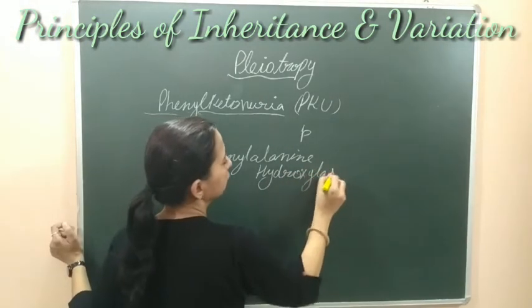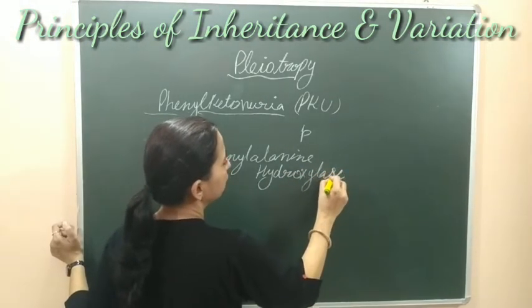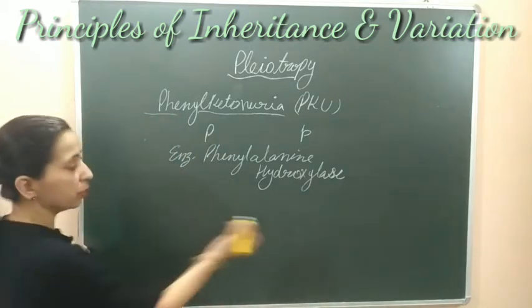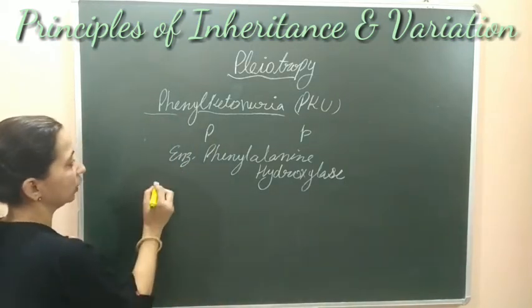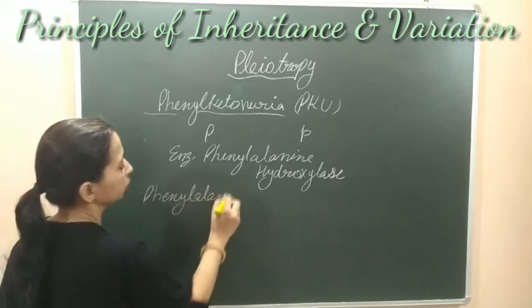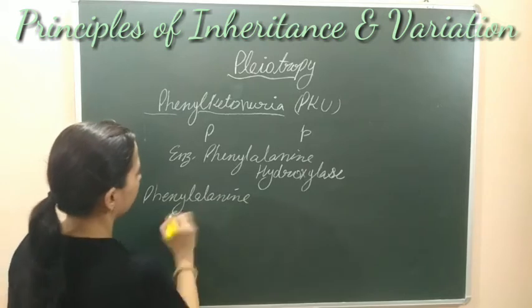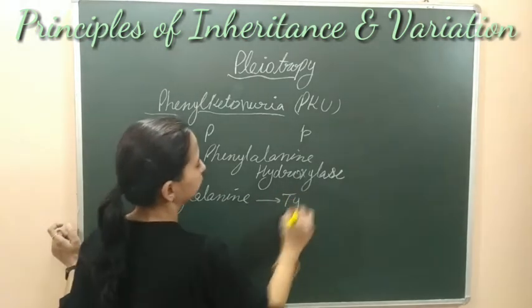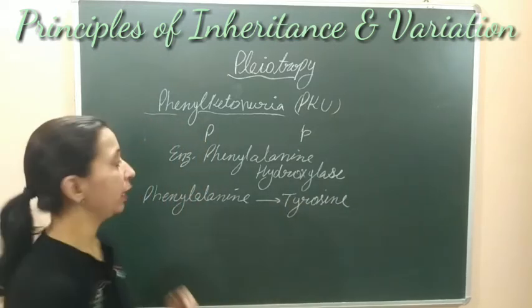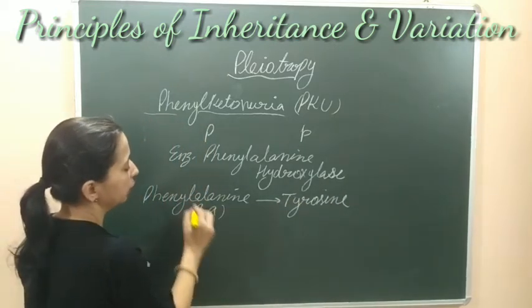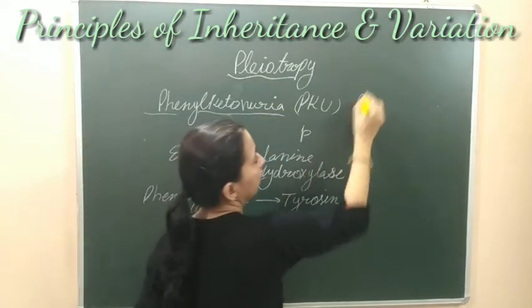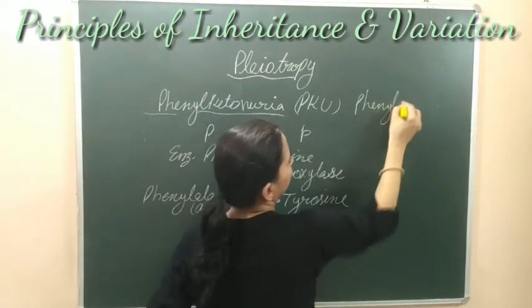This is the enzyme which is formed by the normal gene, the normal allele, and this enzyme is responsible for the conversion of phenylalanine into tyrosine. You know that phenylalanine is an amino acid, and in this disease the level of phenylalanine is increased.